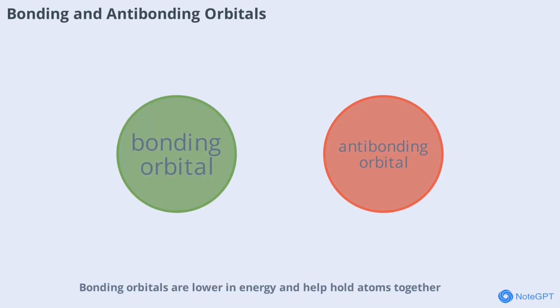Bonding orbitals are lower in energy and help hold atoms together, while antibonding orbitals are higher in energy and can weaken or prevent bonding. The way electrons fill these orbitals determines whether a molecule is stable or not.